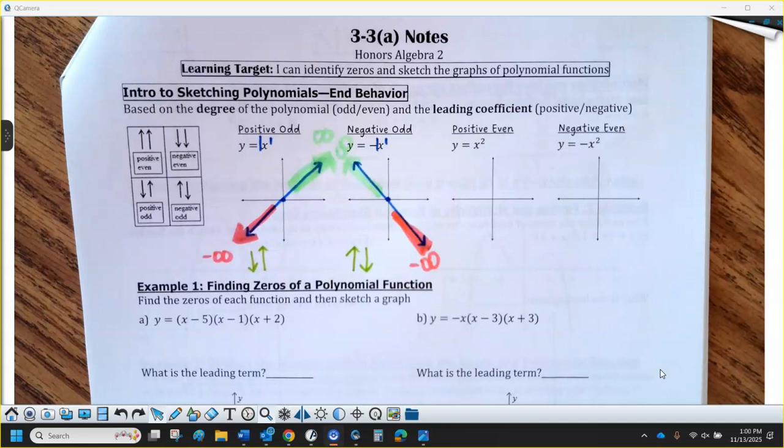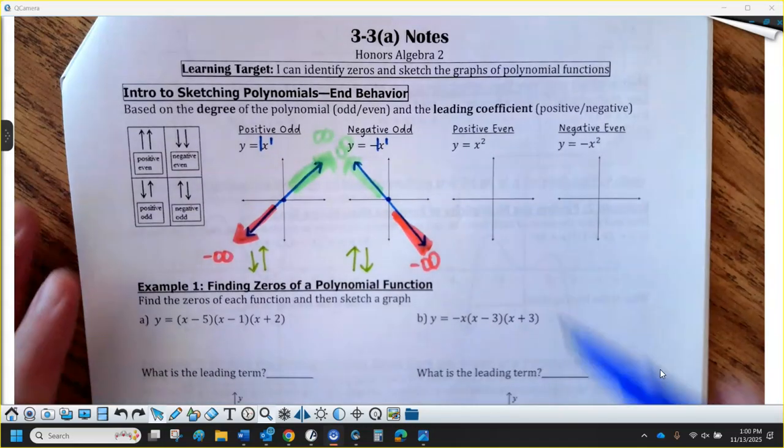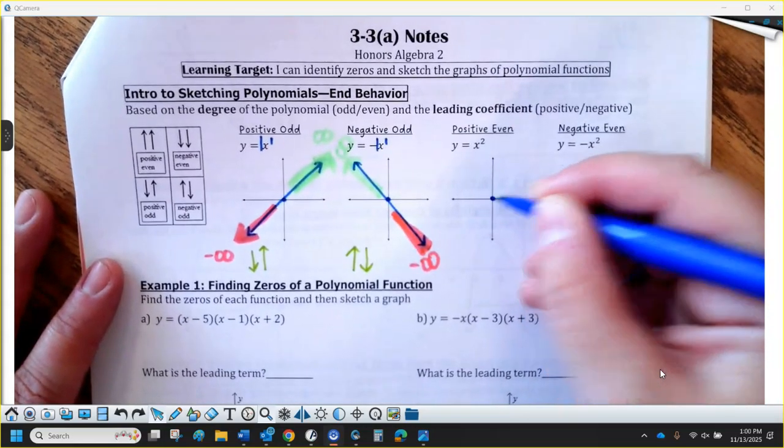Now, the last two are both even degrees, and the most basic version that I could get for you would just be a quadratic. We just got done doing that unit. So hopefully you guys could sketch this. Just y equals x squared.